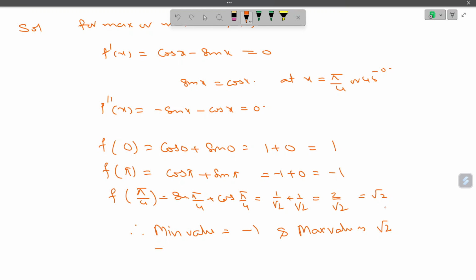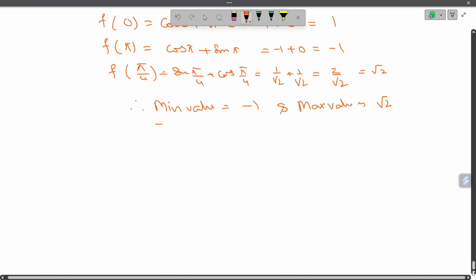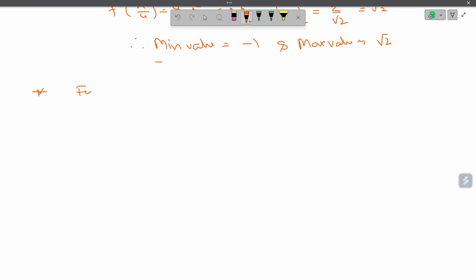And one more problem I want to do. There are so many maxima minima problems, but I am only showing the concept. When I do the previous question papers, I will solve all the problems.